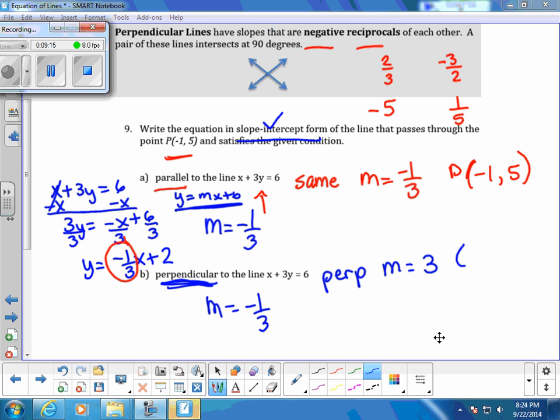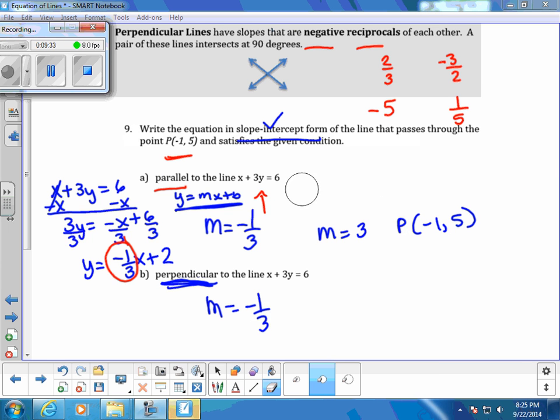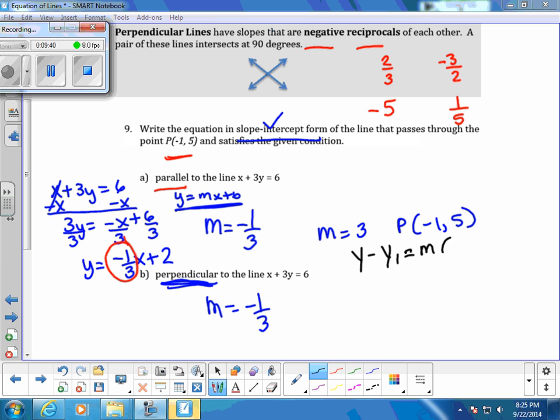I'm going to use that same point, and I'm going to move this up some so I have room. So I'm going to use the slope that's perpendicular, which is 3, and I'm going to use the point P (-1, 5). Okay, so I'm going to erase some of that old stuff off of there, and now I'm going to do y minus y1 equals m times (x minus x1). y minus 5 equals 3 times (x minus negative 1, which is just plus 1).